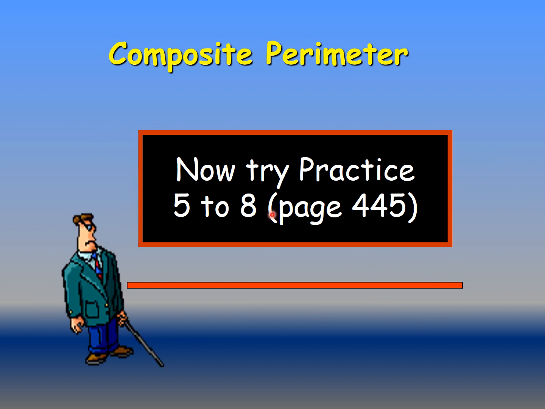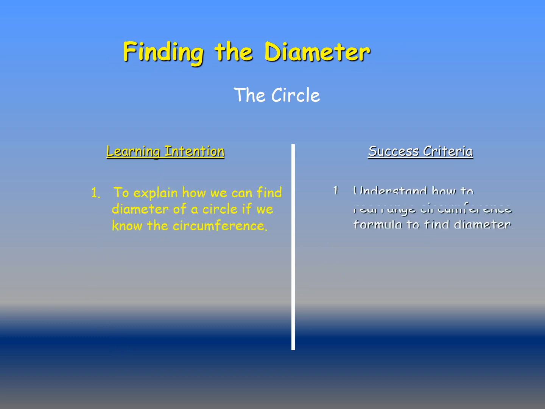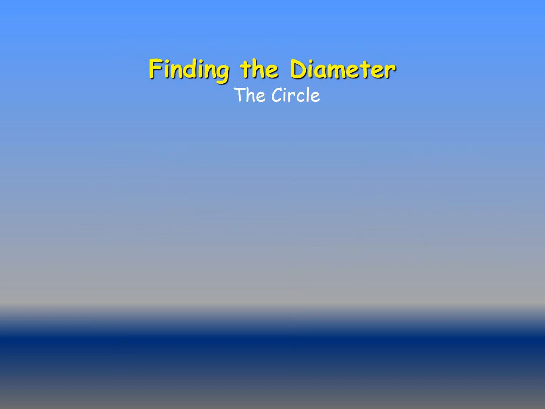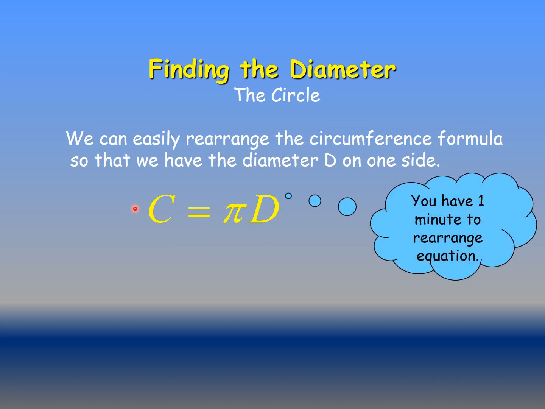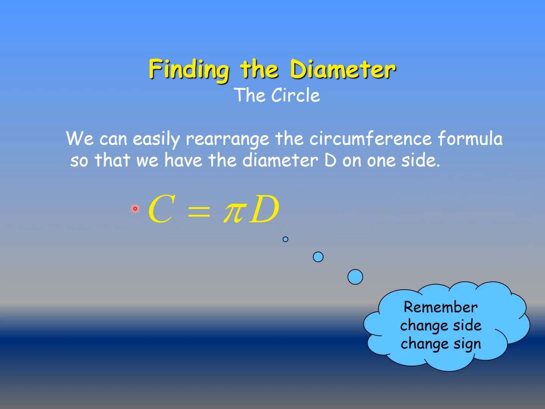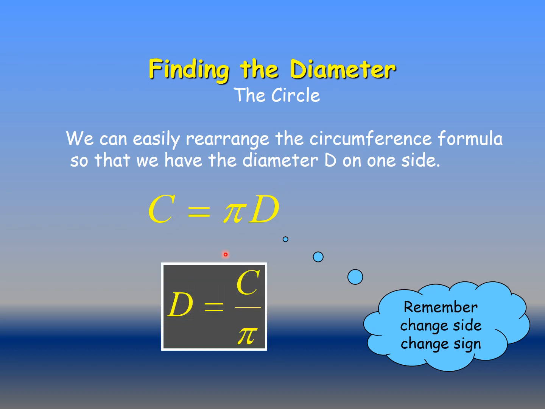Now we have an exercise, page number 445, 5 to 8. After this, you will be able to understand all these things. Now we are finding the diameter. We can easily rearrange the circumference formula so that we have the diameter d on one side. We know circumference equals pi times d. D stands for diameter, c stands for circumference. So you have 1 minute to rearrange the equation. What will be the answer? Remember, change side, change sign. So d equals c over pi.